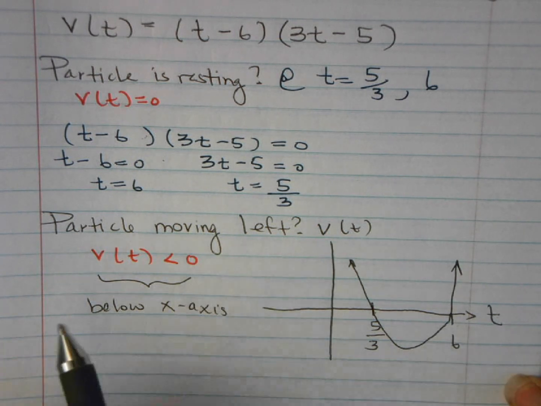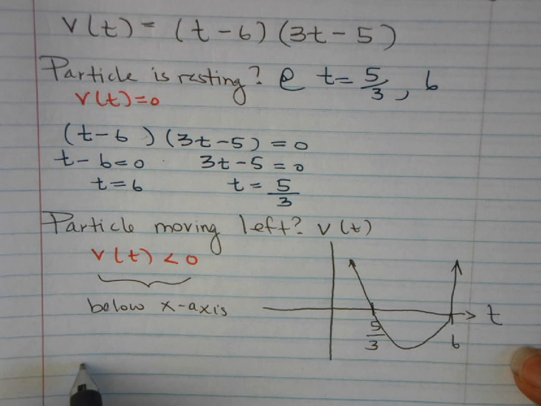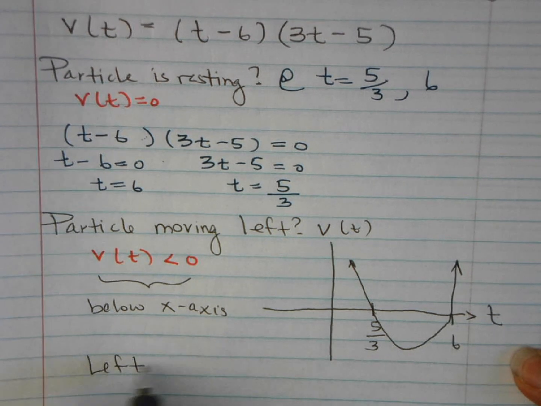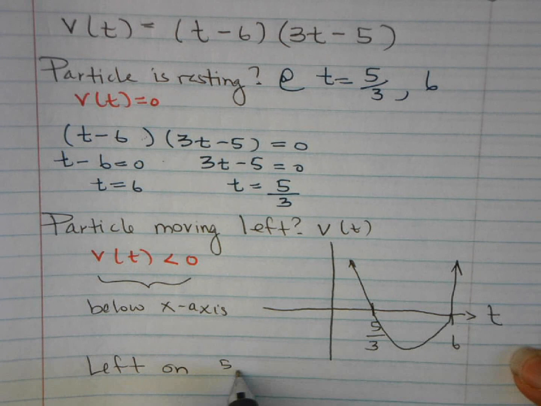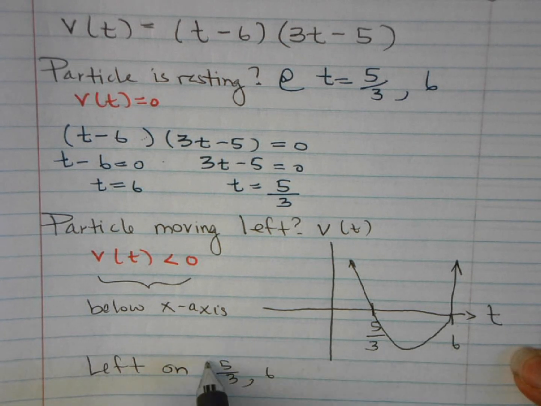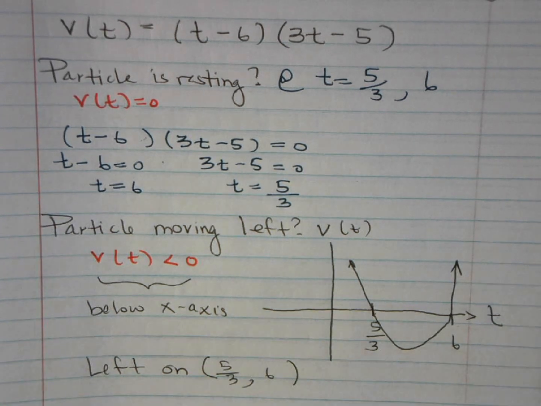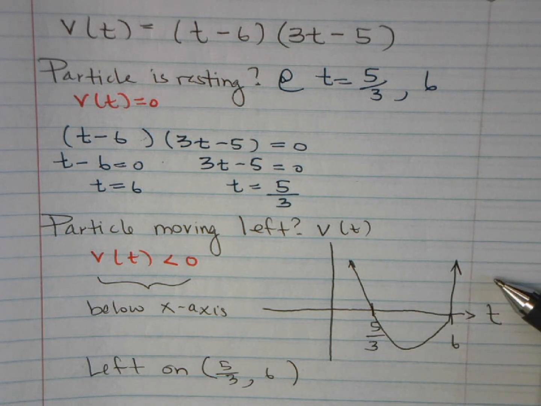So it is moving left on the interval from 5/3 to 6. I'm going to use parentheses because at 5/3, it's not moving at all. It's resting. And then at 6, it's also resting. So I would use open intervals. And let's say I had to ask something like, when is it moving right? Well, that would be when it's above the axis, so that would be greater than 6. So I would have said 6 to infinity, right?